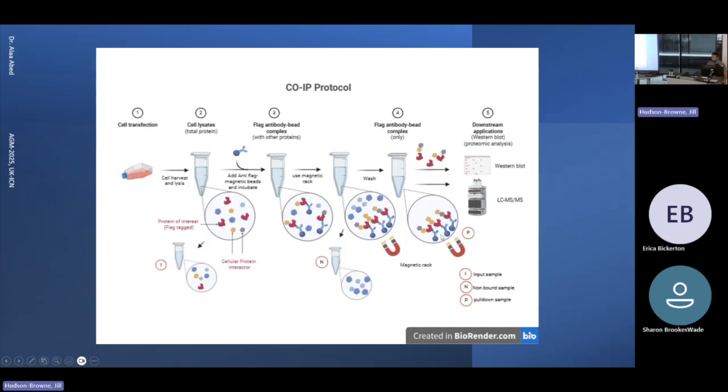After we prepare the pull-down sample, we send it to proteomic analysis. This is the first part. In the second part, we use the input, non-bound, and pull-down samples to do a Western blot, just to make sure that the viral protein has been produced in the transfected cell.